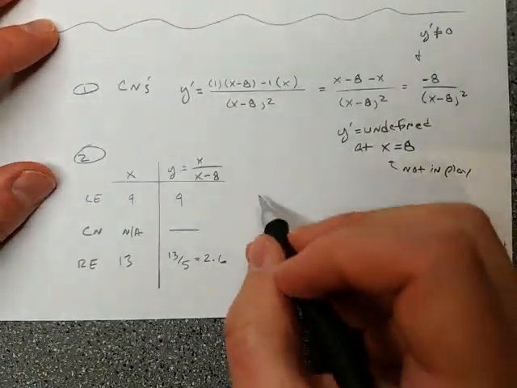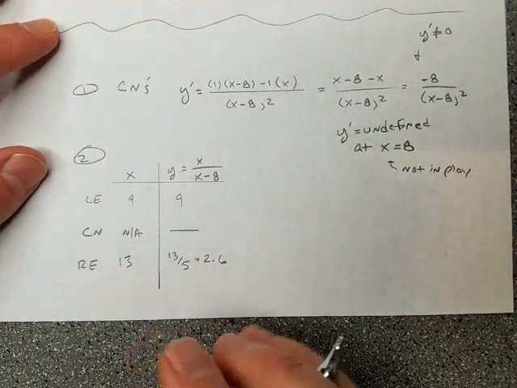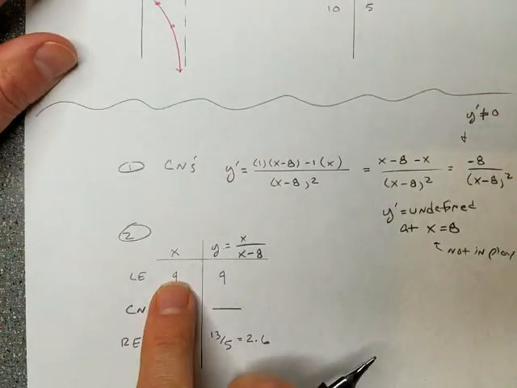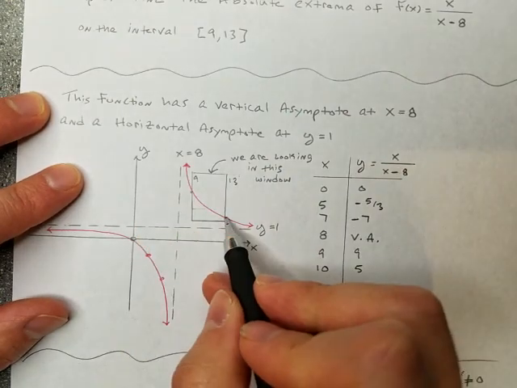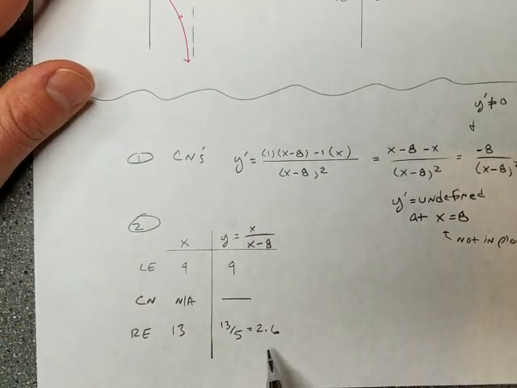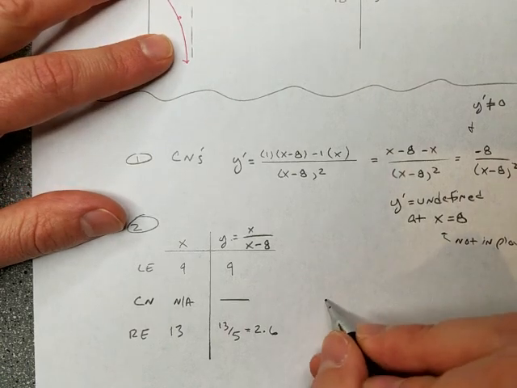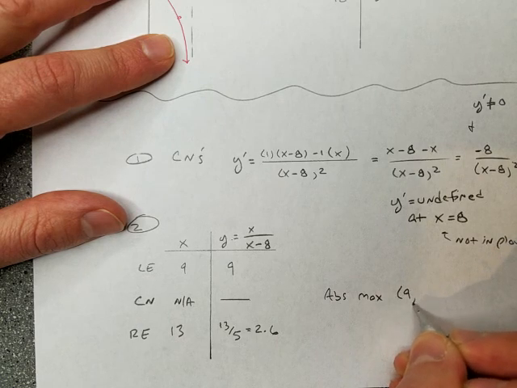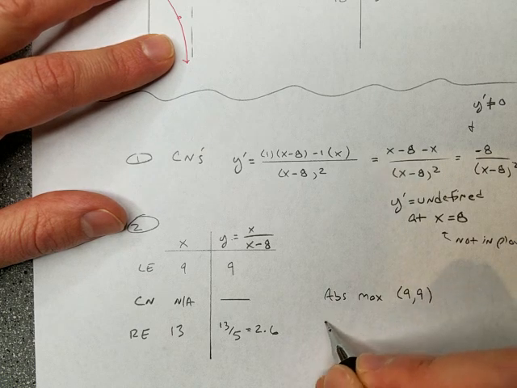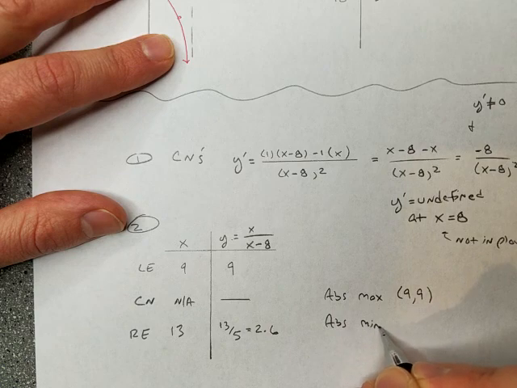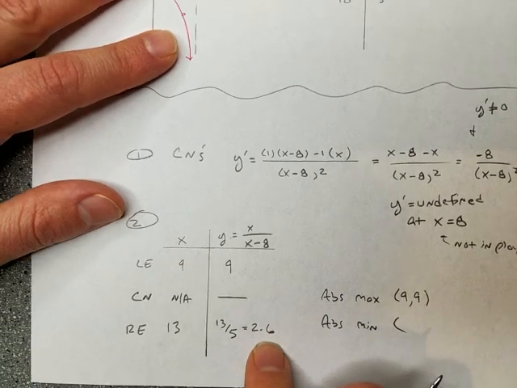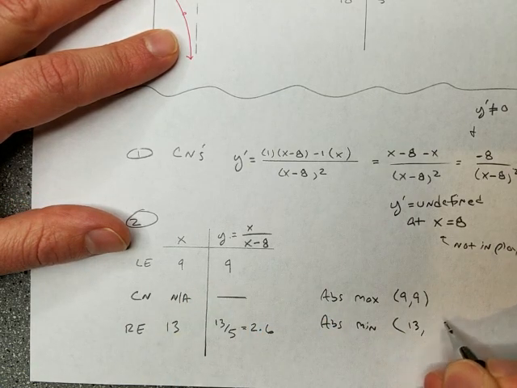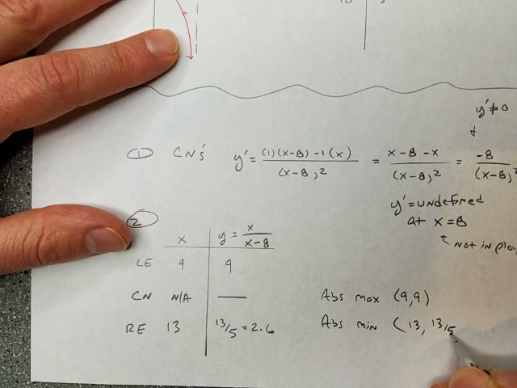Now, normally at this point, I draw a little sketch of what we're seeing on our viewing window, but that's already right here. This point right there, 9 for x, 9 for y. And this point right here, 13 for x, 2.6 for y, okay? All right, let's give a statement of our answer. Absolute maximum: 9 for x, 9 for y. And then our absolute minimum, that would be this one, 2.6 being smaller, lower down than 9. 13 for x, and I'll go ahead and put 13 fifths for y.